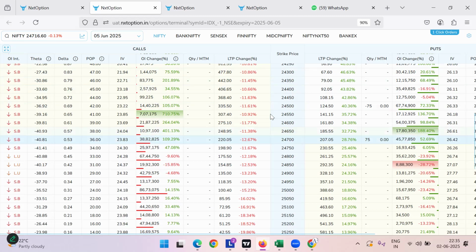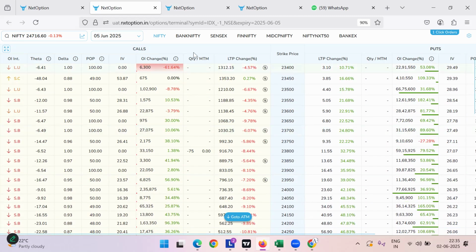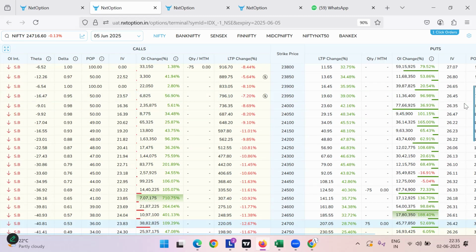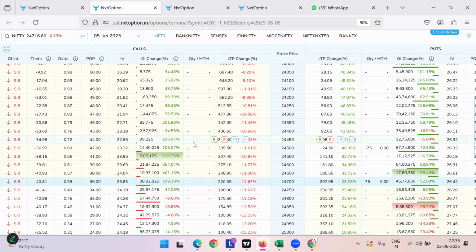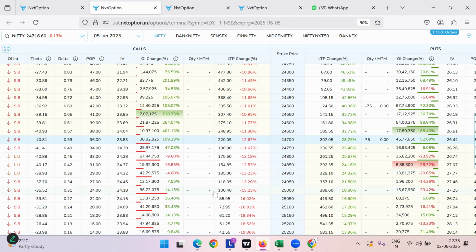you can see we have introduced a new feature called quantity and MTM. The idea behind this is that traders can directly see the open quantity and the mark to market gain within a single glance. So here, let's say I'm bullish on the market, expecting the market price to go up, and I buy the 25,000 call option. I just have to click the buy button. With a single click, the order gets executed.